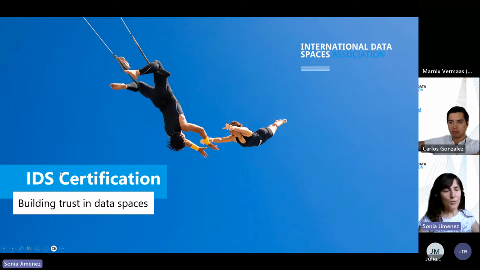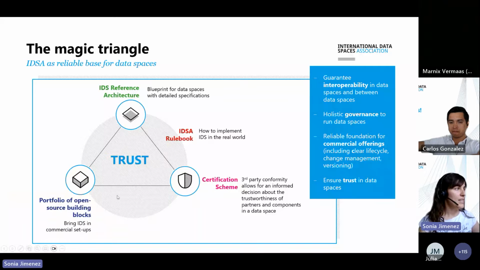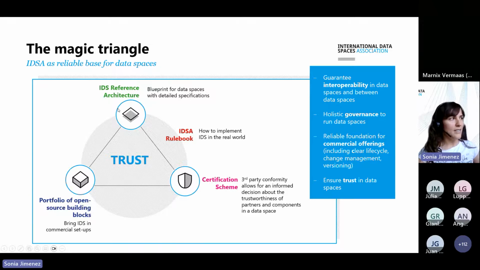And I will start by talking about the IDS certification. You've seen this slide already, our magic triangle. You've seen what the IDS reference architecture, the portfolio of building blocks, and the IDSA rulebook are about, what they're for, and what the value is. And I'm going to focus now on the last corner of this triangle, the certification scheme. As already mentioned, we have to bring trust to data spaces.